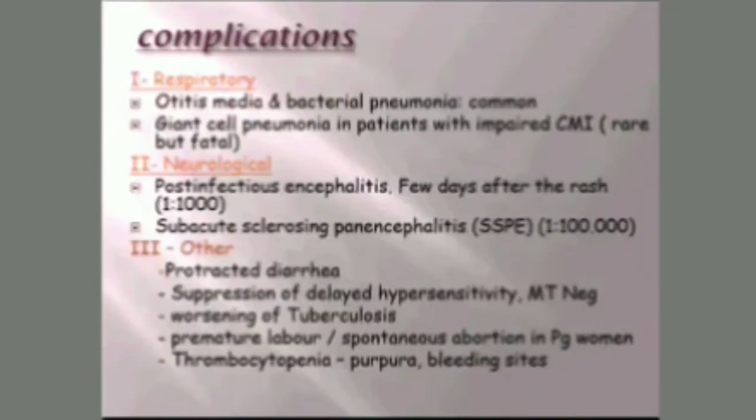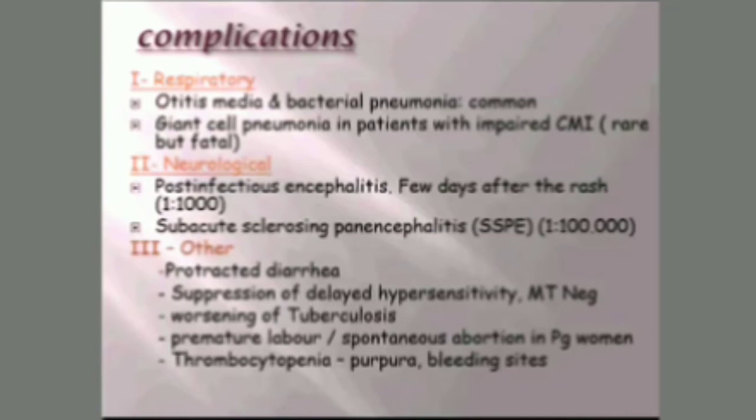Complications of measles are important to understand. Usually it causes respiratory complications, otitis media, and bacterial pneumonia, that is, secondary infections, which are common. Then there will be giant cell pneumonia in patients with impaired cell-mediated immunity. It is very rare, but if the patient is immunocompromised and the child gets the infection with the measles, then there will be giant cell pneumonia.